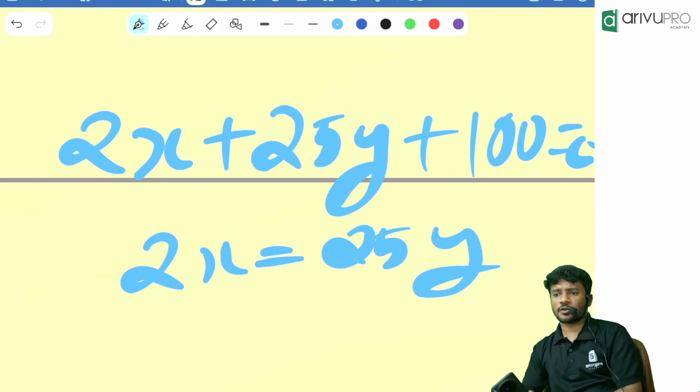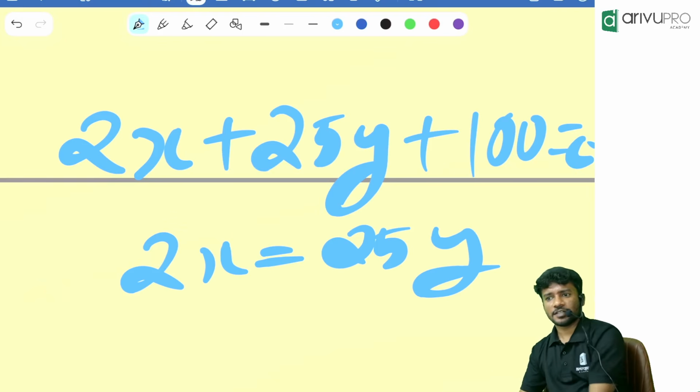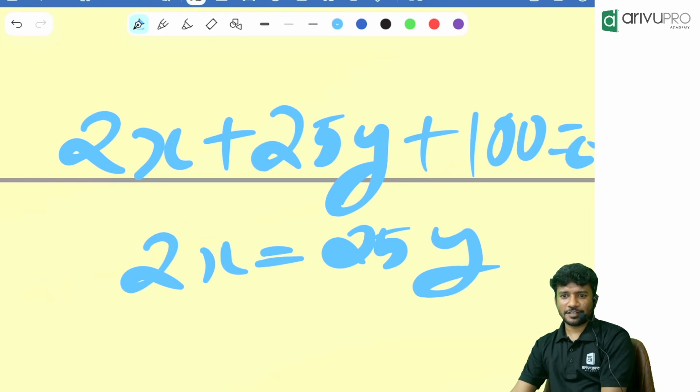What do you think? Is the chapter an easy chapter? Yes, very easy chapter. What is the condition? You should study. Revise every day. Every day go and revise. Then it will be like very cakewalk. It will be very easy for you to get all the answers out of it.